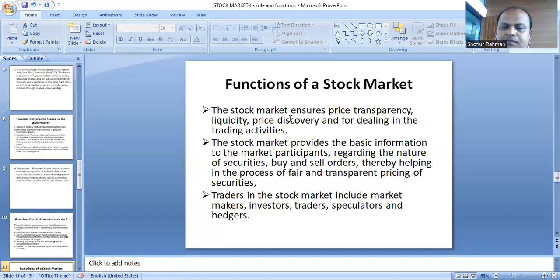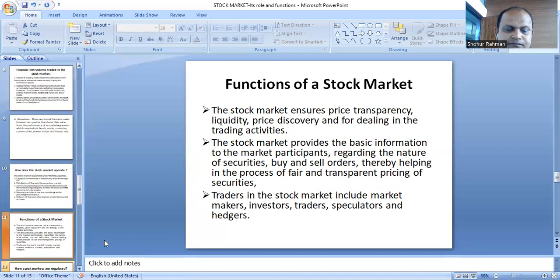Next, functions of the stock market. The stock market ensures price transparency. Everything is transparent. Which shares have what price, how these are dealing, how many shares are already sold, how many shares are available.